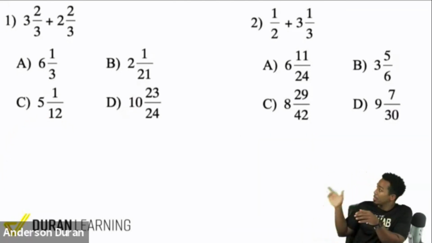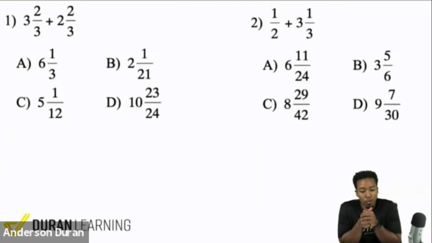With that said, let's take a look at both of these. So the first one reads 3 2/3 plus 2 2/3. The second one, 1/2 plus 3 1/3. So just by opinion, which of these do you guys interpret as easier? Which one looks easier to you? Number 1 or 2? Which one looks easier?